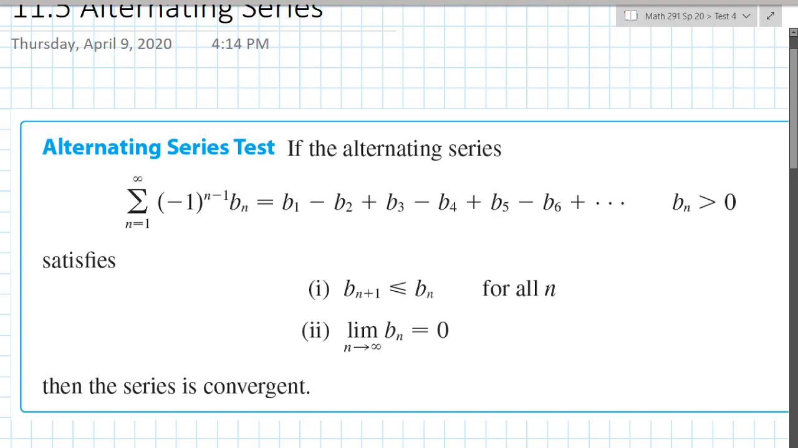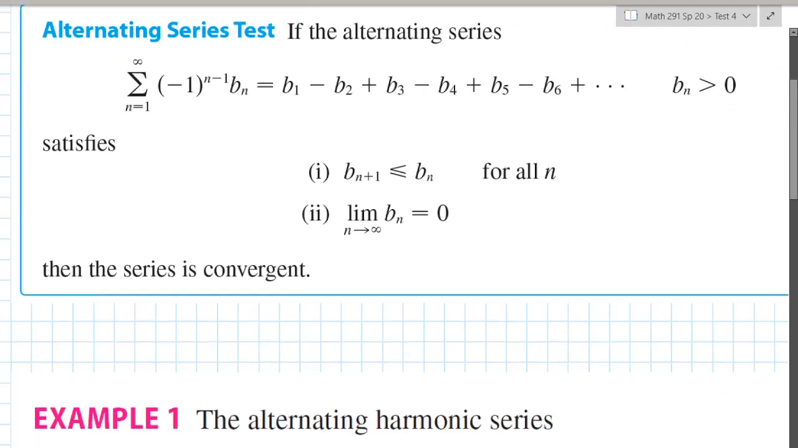The next term in the series has to be smaller than the previous term, and the limit of the terms has to approach 0. If it meets these two conditions, then the series is convergent. So it's pretty straightforward. Meet the conditions, and then we're done.